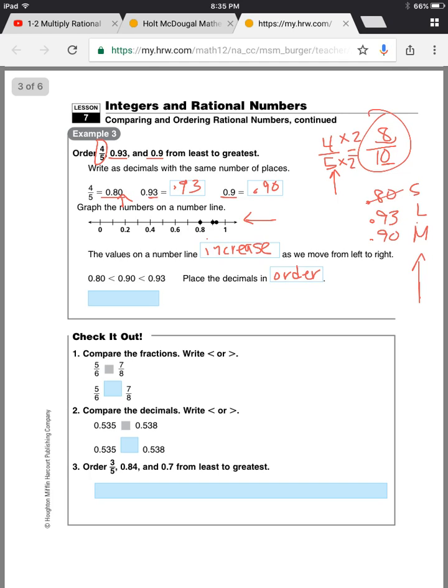So 0.8 was not 0.8 originally, it was 4/5. So we want to write 4/5. 0.9 was 0.9 originally, and then 0.93. So check it out on this one. You can do the cross multiplying or the common denominators, either way. Okay, get those done.